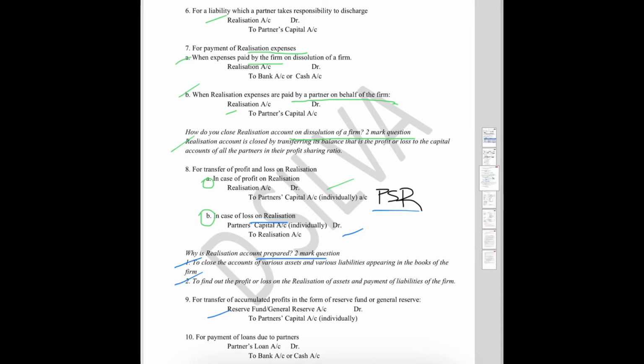Point number 10, that is for payment of loans due to partners, then partners loan account debit to bank account or cash account. Kindly make a note of this, students. This is an important journal entry which you need to carefully pass when you are solving the problem. So if partners loan is there, in the previous point I was explaining, if A and B are partners and B has given loan to the business, this is called as partners loan. Then the journal entry will be partners loan account debit to cash or bank account.